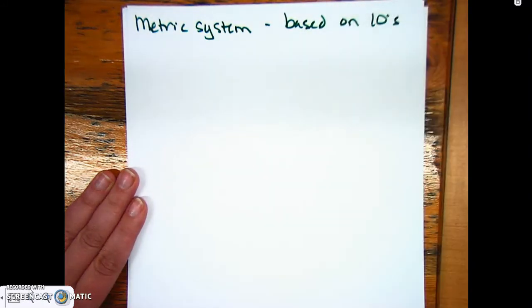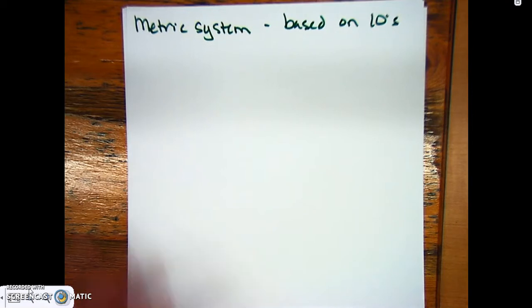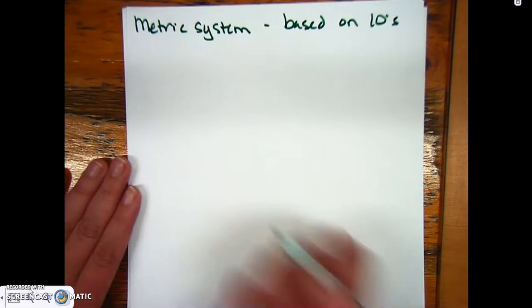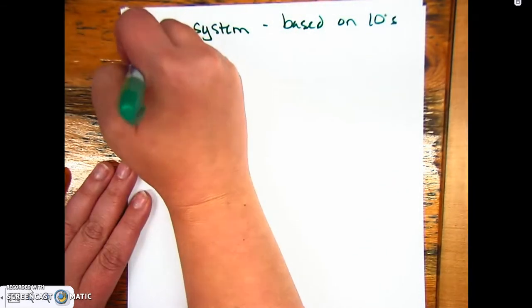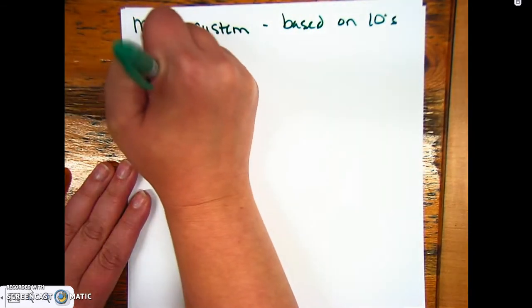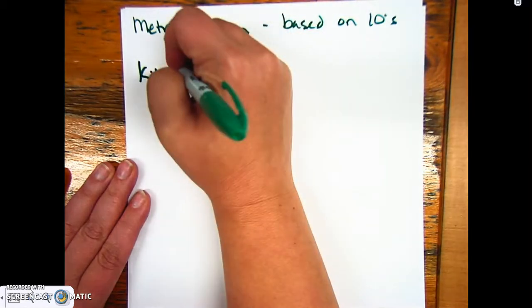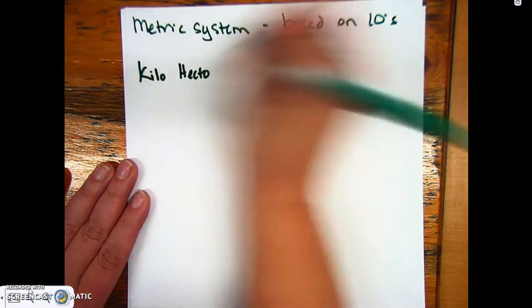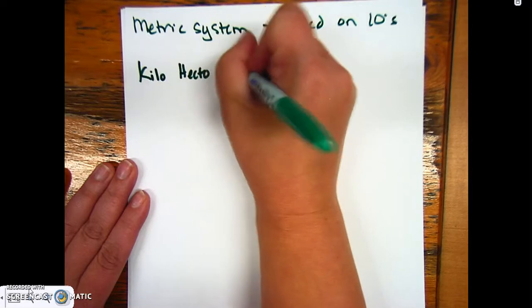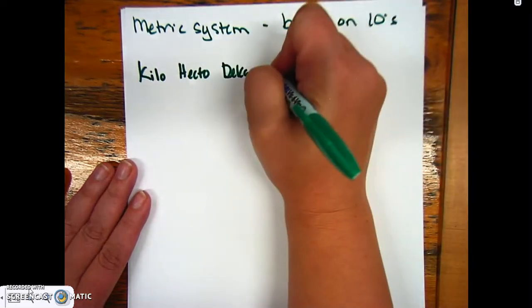And you may have learned the thing like King Henry died, unfortunately, drinking chocolate milk. That really teaches you about the prefixes in the base ten system of the metric system. So we have kilo, and then we have hecto, and then we have deca, and then you have your base unit.